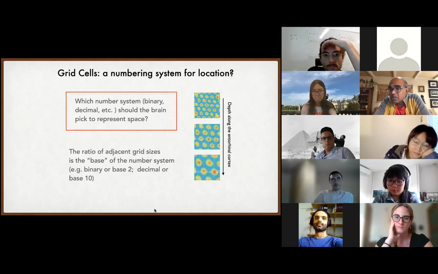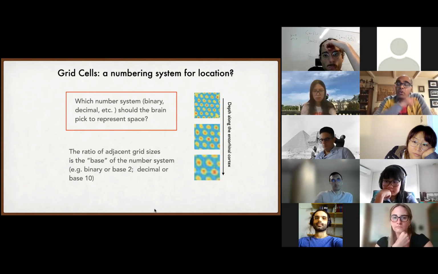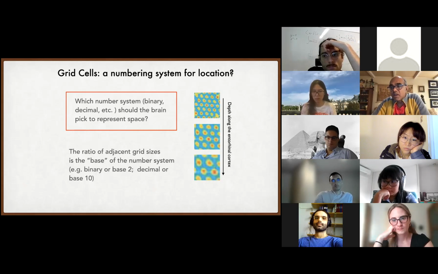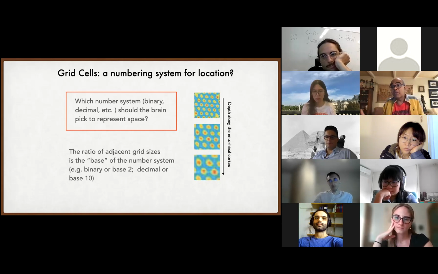Now, an important point to mention here is there is no requirement that the base of this number system be integer. Let me explain why. Normally, in this neural context, the base of the number system is the ratio of the periods of these adjacent grids, right? And there's no reason why the ratio of these periods should be the same across scales. And there's no reason why it needs to be integer, because it can do whatever it wants. We need an integer base because we write down the numbers.